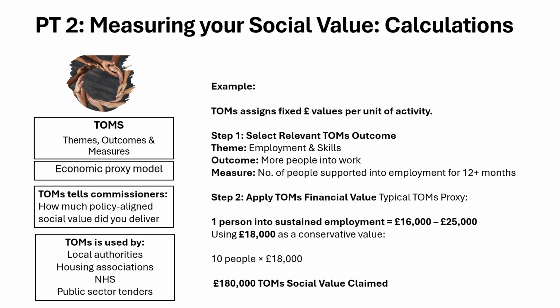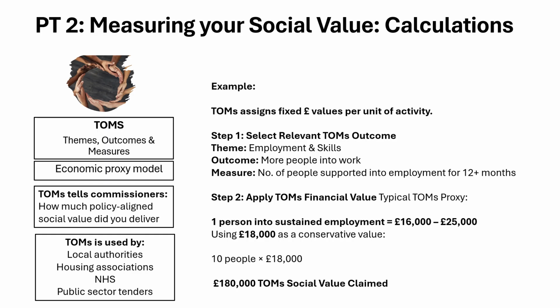And as previously mentioned, it's typically used by local authorities, housing associations, NHS, public sector and in public sector tenders. So generally public sector. And again, this is really about how they can attribute a financial or economic value to the outcomes that you are delivering through your social impact. So it's a really simple model. So TOMS assigns a fixed value per unit of activity.